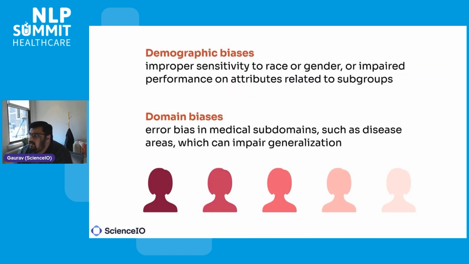So taken together, all of these biases can result in two kinds of biases that we're particularly focused on when we think about healthcare NLP. The first is demographic bias. That's when you have improper or inappropriate sensitivity to race, to gender, to irrelevant information, which can impair the model's ability to find information relevant to certain individuals. Does this model work better for certain subpopulations versus others?